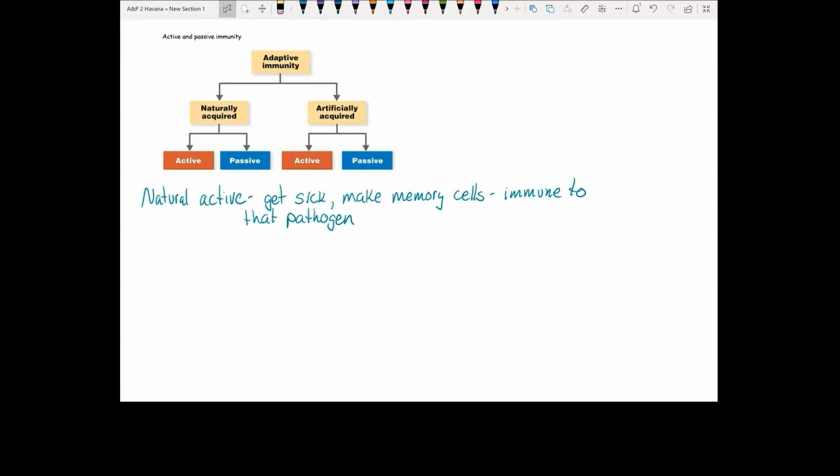Okay, so this is basically what we just talked about. A pathogen makes you sick, you do antigen challenge, clonal selection, you get memory cells. Then if that same pathogen comes back, your memory cells are ready to destroy it right away.